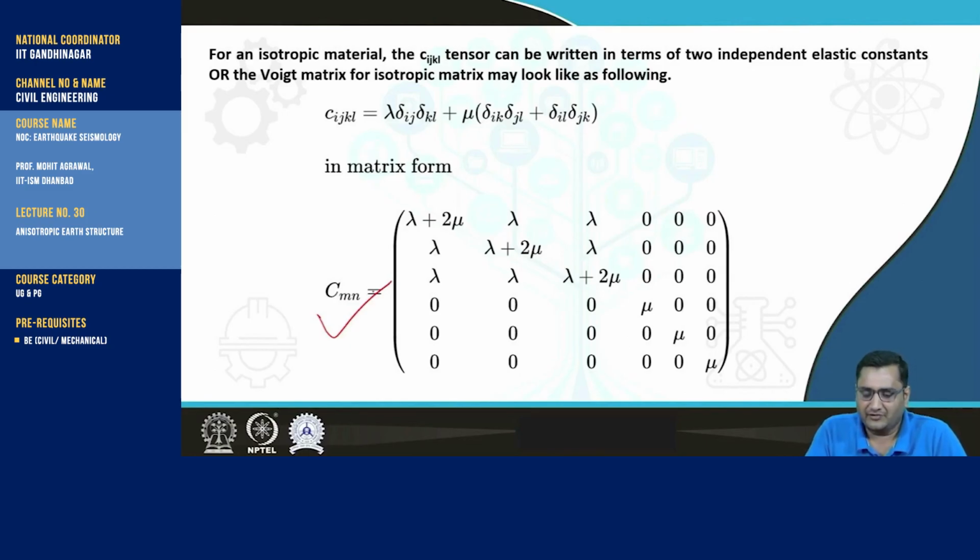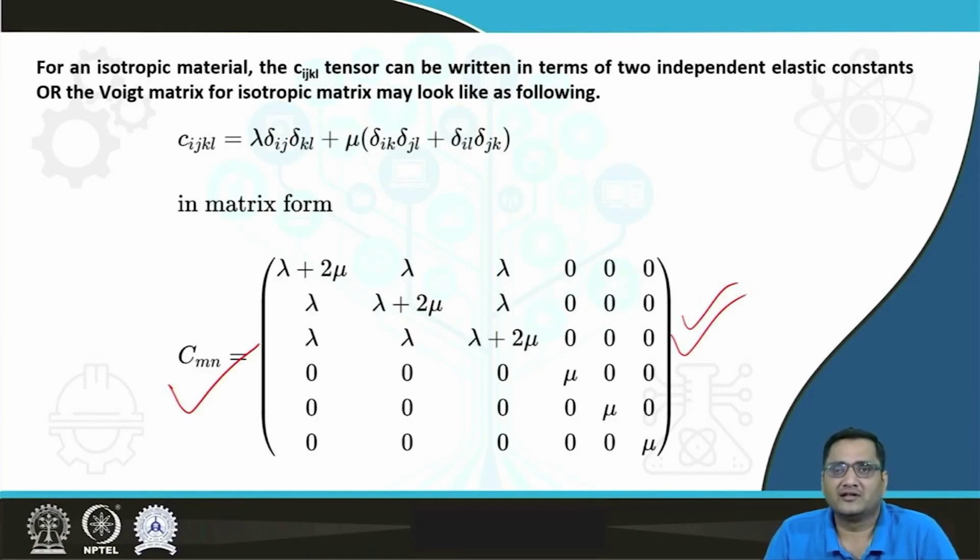For an isotropic material, where only two elastic moduli are possible, that means lambda and mu, this Voigt matrix will be in this form. You can see the components that are represented in the form of lambda and mu. For an isotropic material, the C_ijkl tensor can be written in terms of two independent elastic constants, or the Voigt matrix for the isotropic material may look like the following. This is the particular expression with which we write the stiffness tensor for the isotropic material in the form of lambda and mu, where delta is the Kronecker delta function.